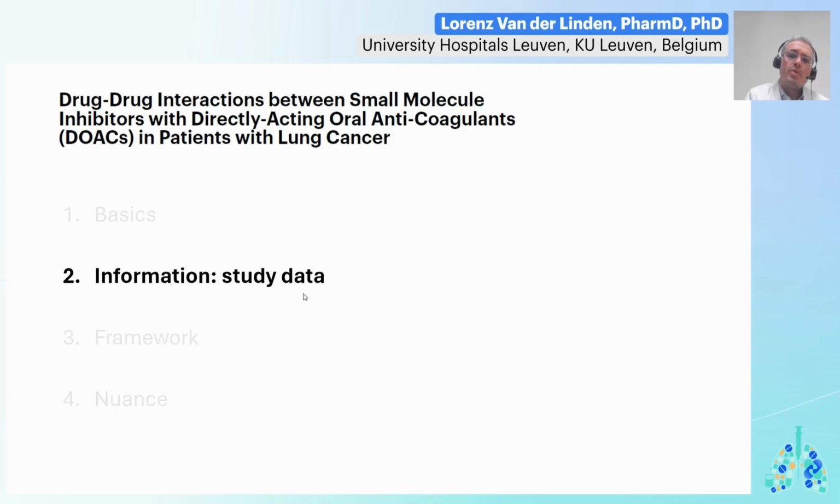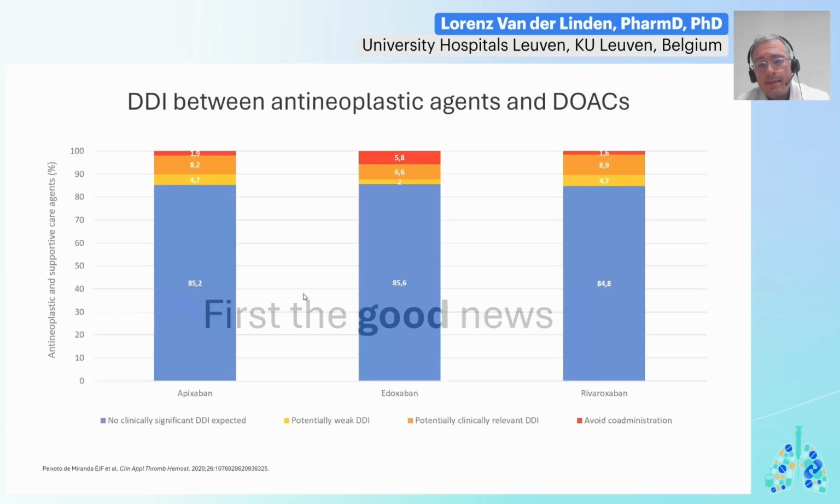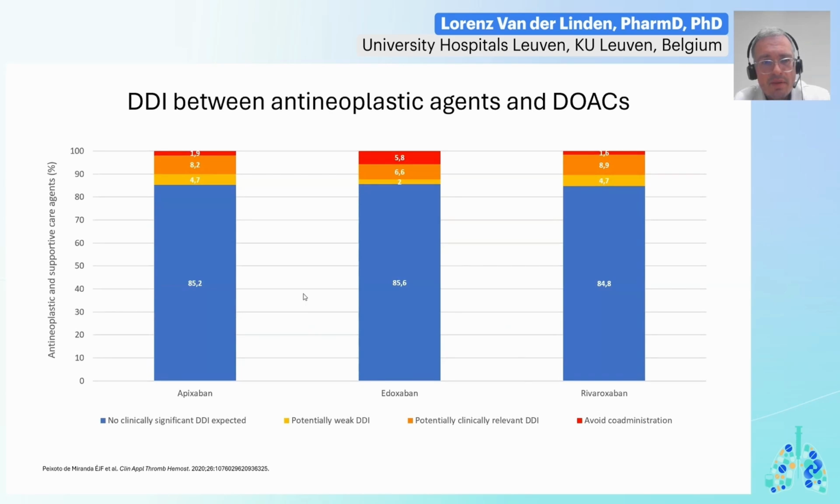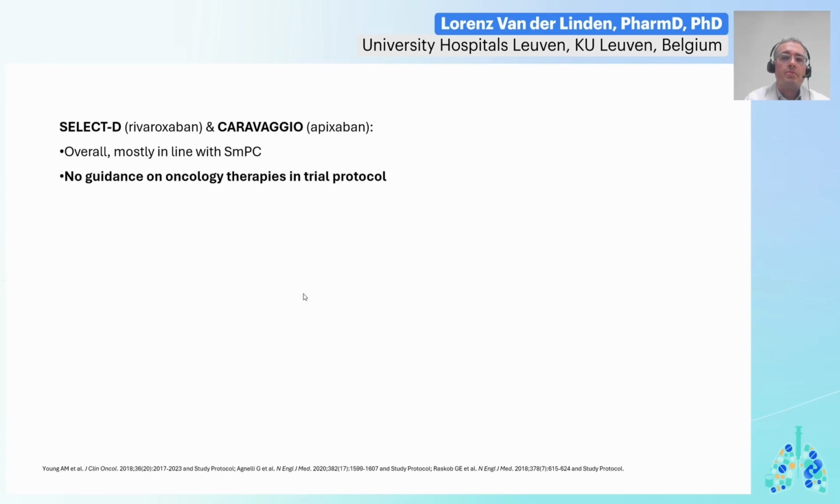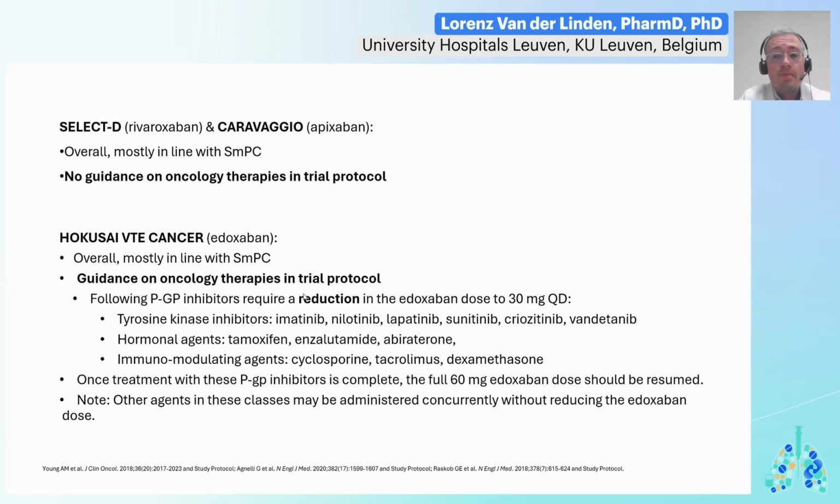Okay, so besides this framework, trial data might also be informative. First, we have some good news. Most interactions are not clinically relevant, so that's a good thing. But then, of course, the practical news, we could take a look at the actual trial protocols. SELECT-D with rivaroxaban and Caravaggio with apixaban did not provide real explicit guidance on how to deal with drug interactions. And in Hokusai VTE Cancer, well, the protocol did stipulate how to dose edoxaban in case of certain co-medications, as detailed here on the slide.